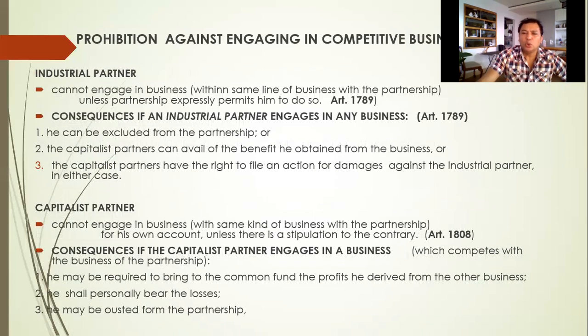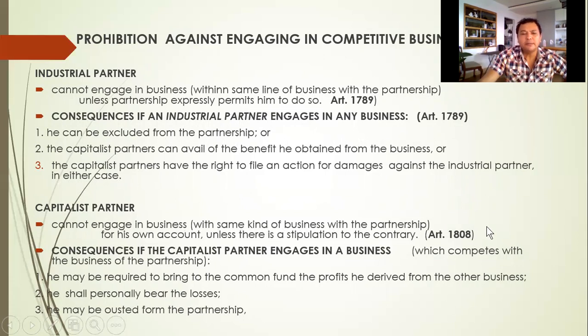So let's go to the prohibition of competing with the business of the partnership. I stated an example a while ago here, the capitalist partner. A capitalist partner cannot engage in the same kind of business as the partnership, for his own account or for his own profit, unless there is a stipulation to the contrary. So this is a prohibition, not an absolute one.